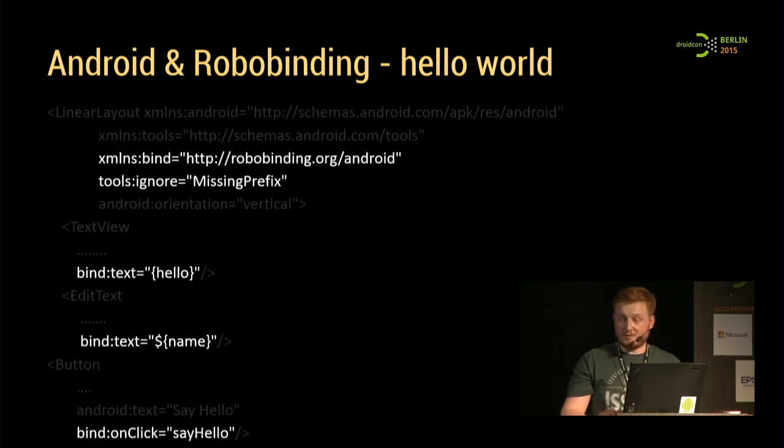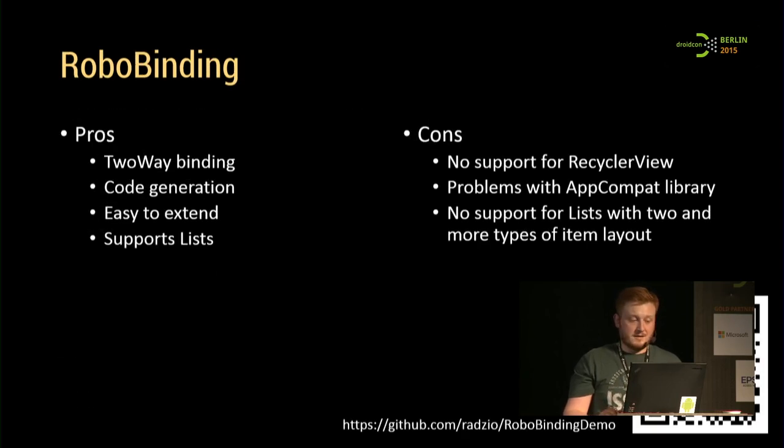The most important things are, again, custom attributes. If you want to have two-way binding, we need to add a dollar sign. You can see this in the third white text. And we can easily connect events, for example, on click. And that's all for RoboBinding.